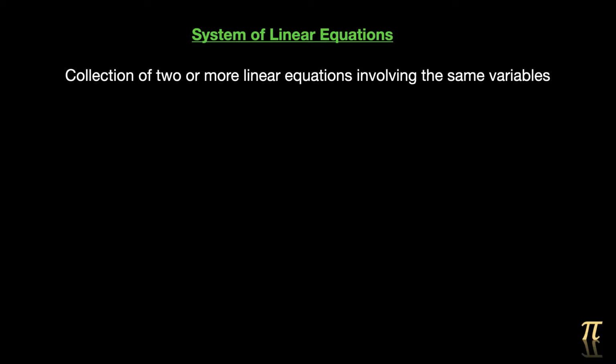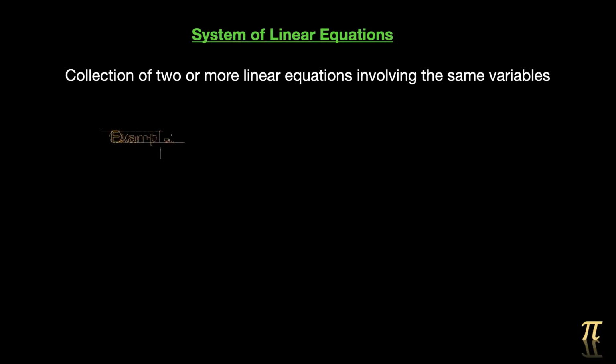Now let's move to the system of linear equations. What is a system of linear equations? It is a collection of two or more linear equations involving the same variables. For example, if you have two equations in three variables x, y, z, you can say that this is a system of linear equations in three variables.